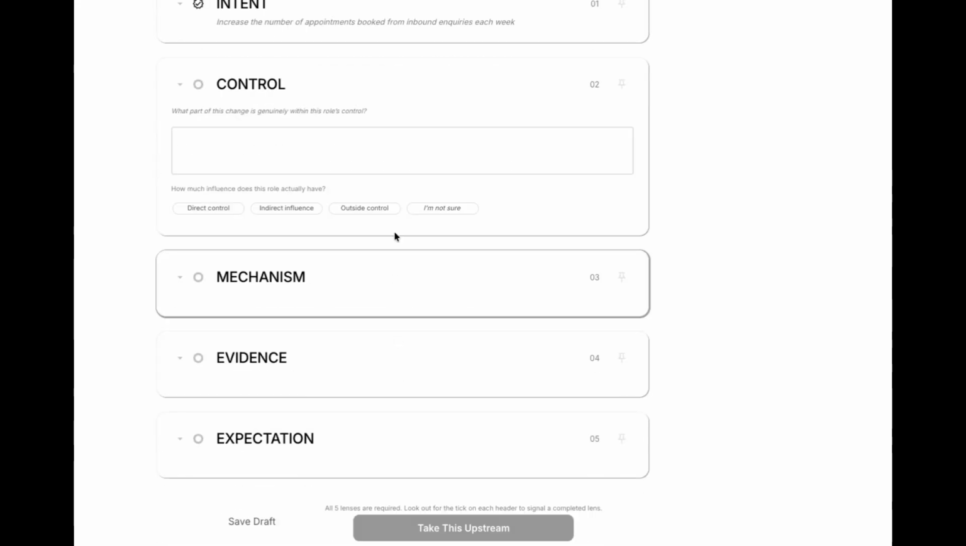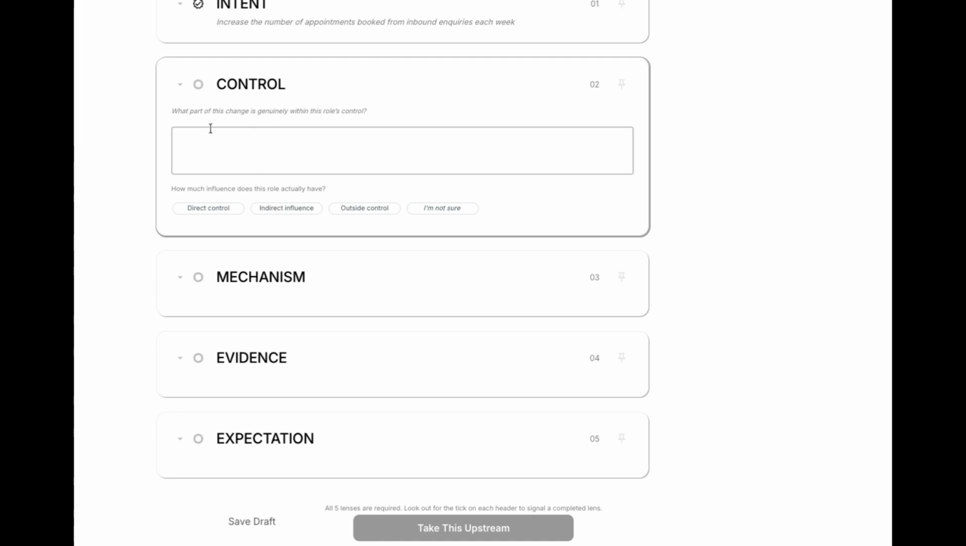Next, we move to our second lens and control. What part of this change is genuinely within this role's control? So in this case, we're going to have control around handling the inbound inquiries and scheduling appointments directly. So this is a direct control.